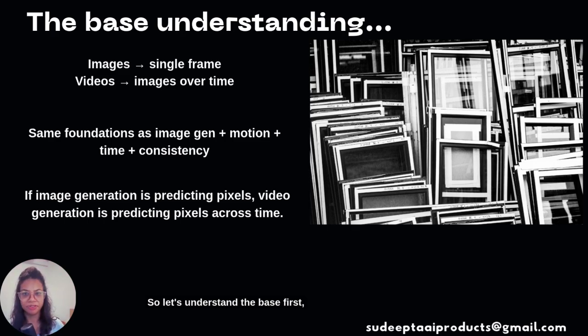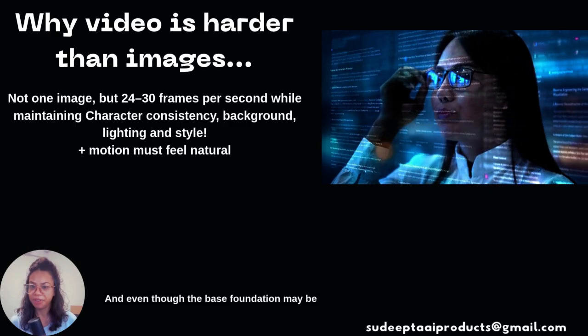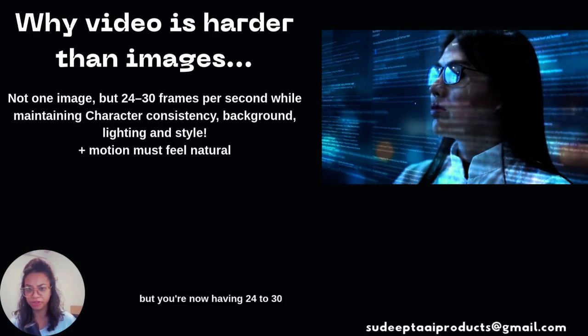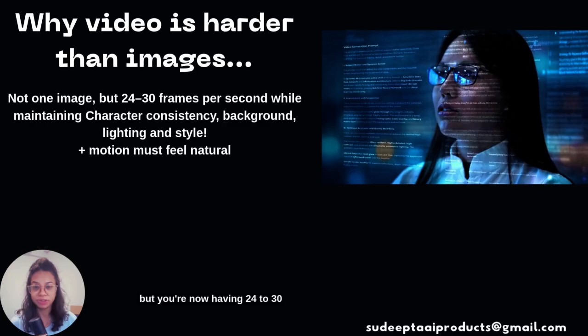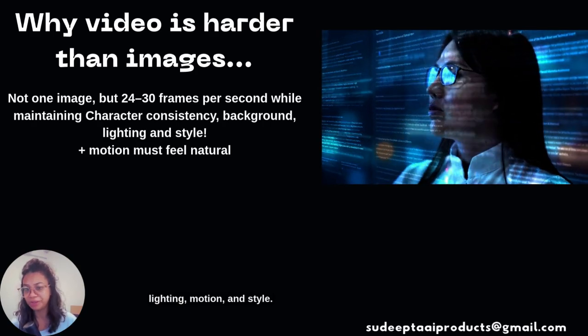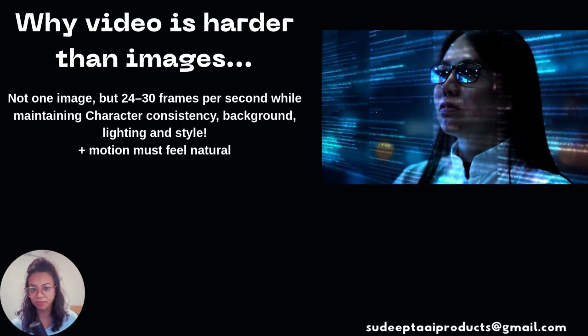So let's understand the base first, which is that an image is basically a single frame, and video is nothing but images over time. So same foundations as image generation, but now add motion, time, and consistency. Image generation is basically predicting the next pixel. Video generation is predicting pixels over time. And even though the base foundation may be the same, video generation is obviously much harder because you're not generating just one image, but 24 to 30 frames per second while maintaining character consistency, background, lighting, motion, and style. So it is definitely much harder.